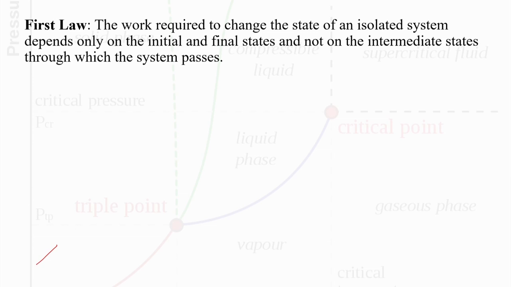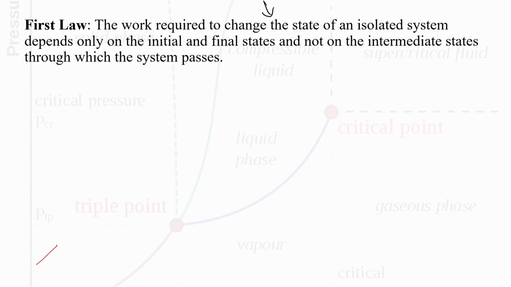So, one way of stating the first law of thermodynamics is to say that the work required to change the state of an isolated system depends only on the initial and final states and not on the intermediate states through which the system passes. Let me repeat that, that is a lot of words to swallow. The first law of thermodynamics states that the work required to change the state of an isolated system depends only on the initial and final states and not on the intermediate states through which the system passes. So, what does that mean?